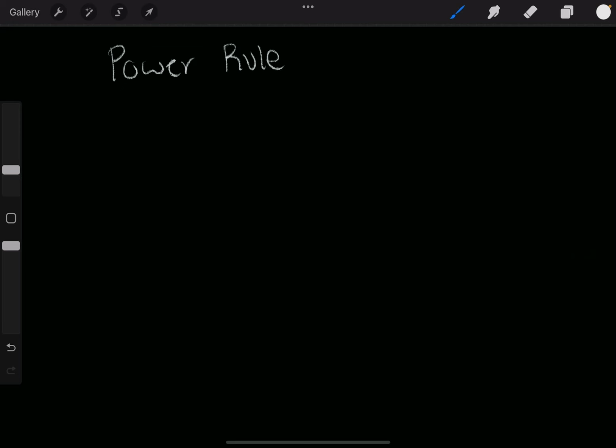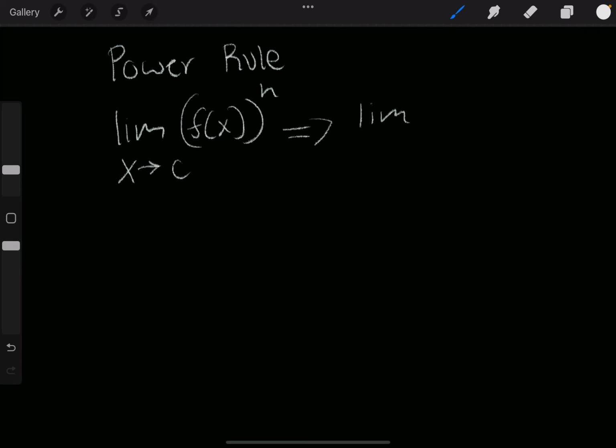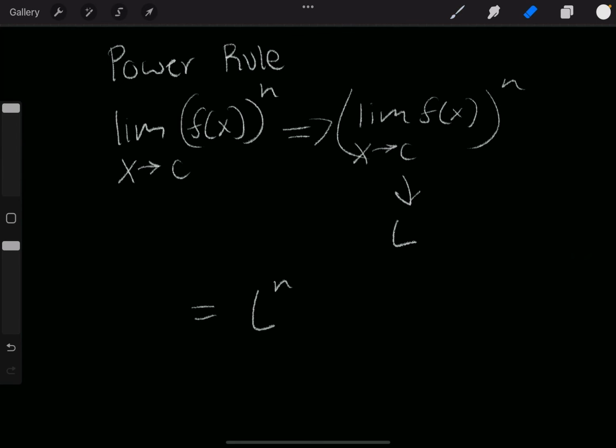The power rule for limits states that the limit of the nth power of a function equals the nth power of the limit of the function. So that would look like this. The limit as x approaches c of the function f of x to the nth power is equivalent to the limit as x approaches c of the function f of x, to the nth power. And we know that the limit as x approaches c of the function f of x is equal to L. So this would just be L to the nth power. Now let's do an example.